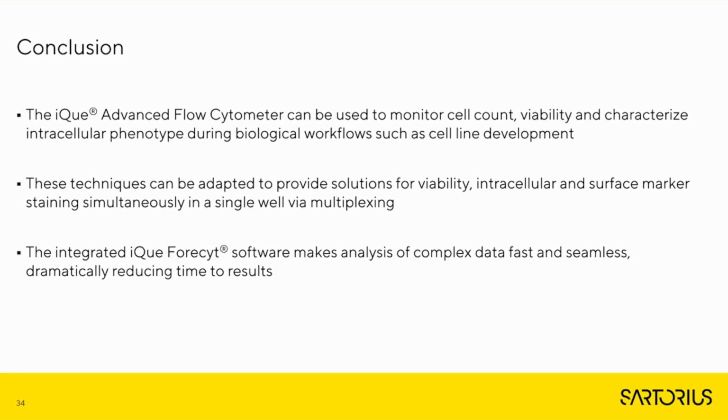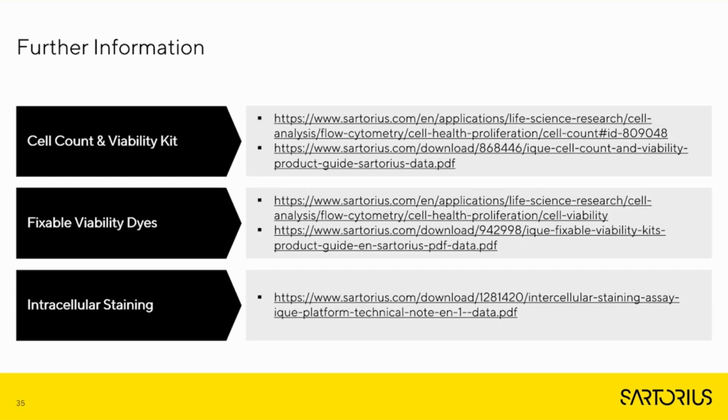So to conclude, the iQue advanced flow cytometer can be used to monitor cell count, viability, and characterize intracellular phenotype during biological workflows, such as cell line development, as we've talked about. These techniques can be adapted to provide solutions for viability, intracellular and surface marker staining simultaneously in a single well via multiplexing. The integrated iQue Foresight software makes analysis of complex data fast and seamless, which dramatically reduces your time to results. So if you require any further information, you can go to any of the following web pages here.